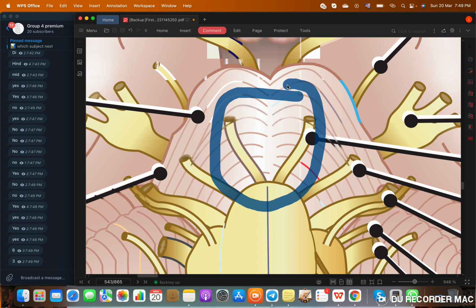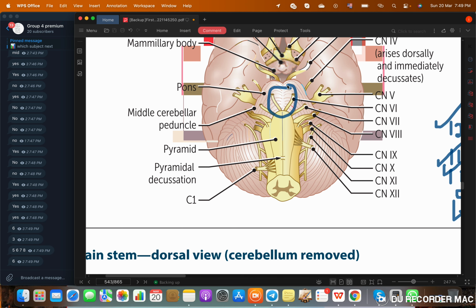The last 4 were from the medulla, which were 12, 11, and then 10 and 9. So the pons should be the ones coming out of it. It should be 8, 7, 6, and 5. And from these 8, 7, 6, and 5, the only one that divides by 12 is cranial nerve number, which one is it? Cranial nerve number 6, yes. So this should be cranial nerve number 6.